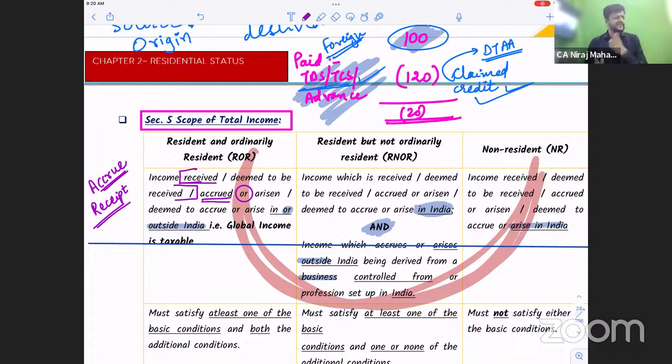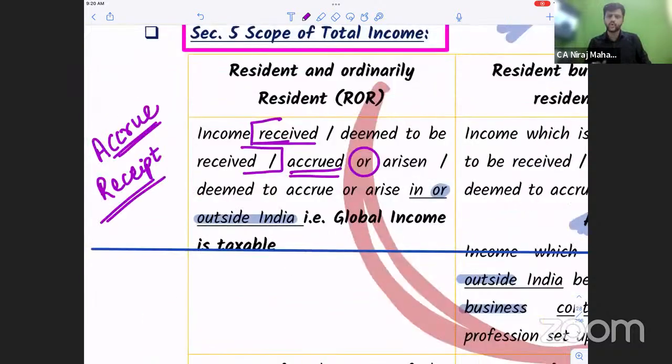Indian income, bachcho, either received in India or accrued in India. Clear till here? However, for ROR, we also tax foreign income. So income, bachcho, now will be of two types for us. Very simple language. Which one? Indian income and foreign income. Indian income is either received in India or accrued in India or both. Clear? And income which is both received as well as accrued outside India is foreign income.